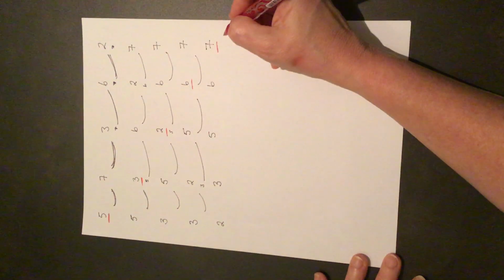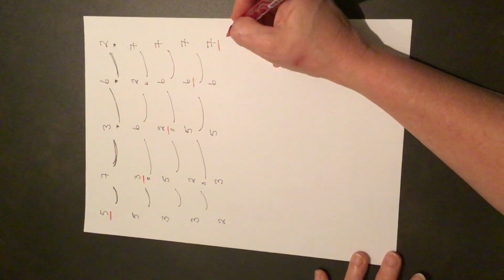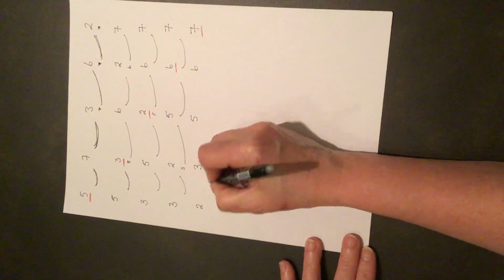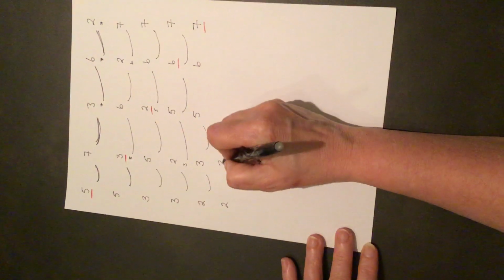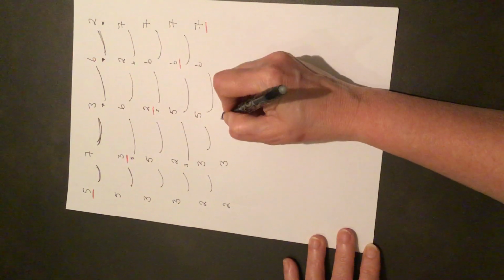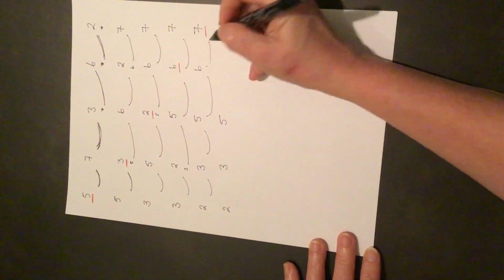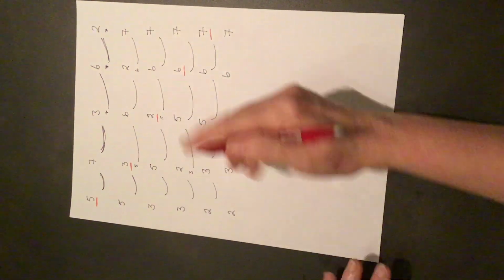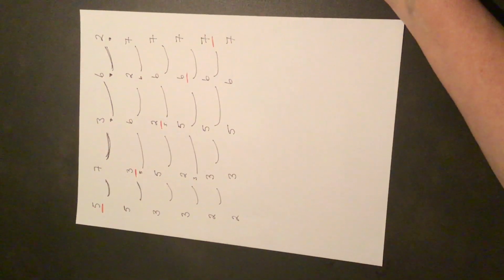We still have to move on our marker and we still have to do that final pass. So 2 compared to 3, 2 is the smaller. 3 compared to 5, 3 is the smaller. 5 compared to 6, 5 is the smaller. 6 compared to 7, 6 is the smaller. 7's at the end. Your marker has now fallen off the end of your list and you've completed your sorting.